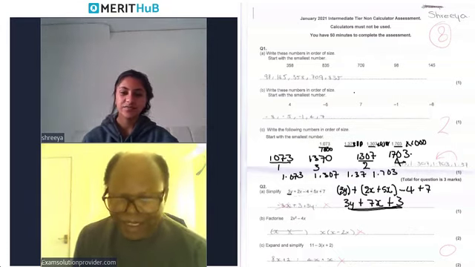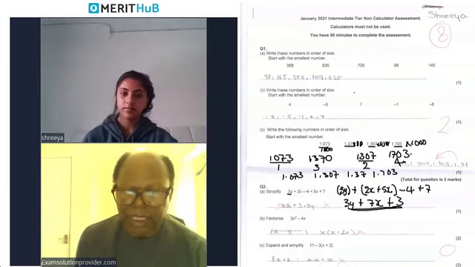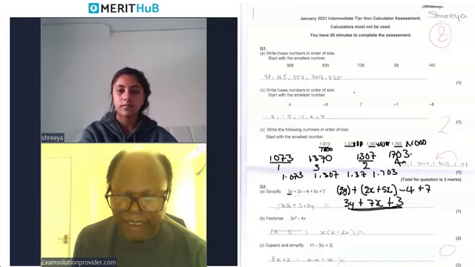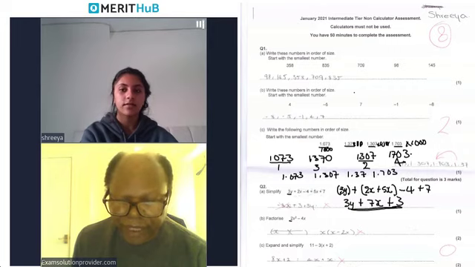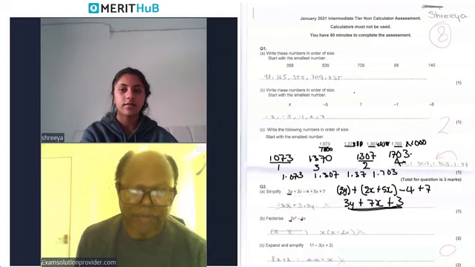Okay, let's take the next one. What we need to do is look at the numbers first. So there's 2 here, and there is 4 there. So what is common in 2 and 4? What number can divide into 2 and 4 without a remainder?